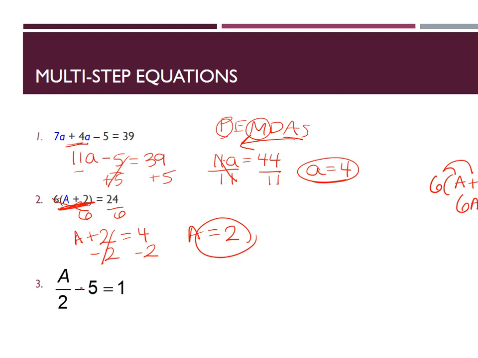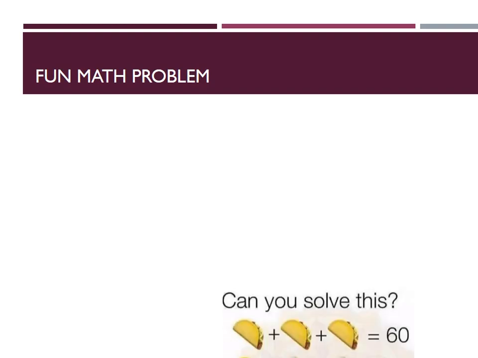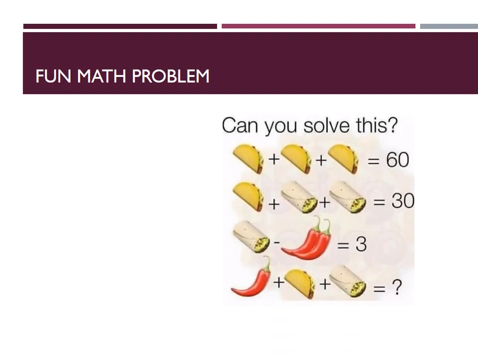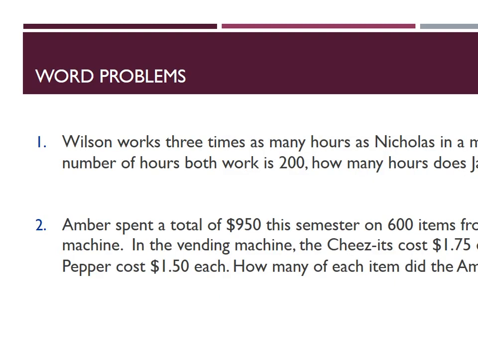Okay, over here you have subtraction you're going to get rid of first, and then division, right? Subtraction and then division. So first I'm going to add the 5 to do the opposite, and I get a over 2 equals 6. Then I'm going to multiply both sides by 2. That gives me a equals 12. Okay. If you want to try solving that later, you can. That's not the right answer, actually.